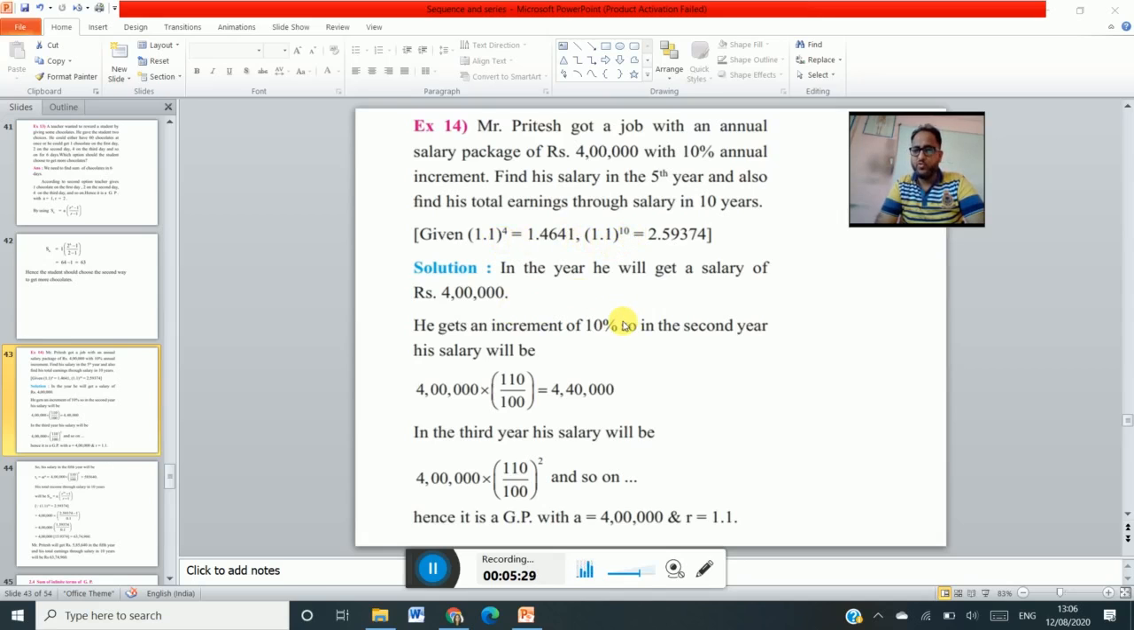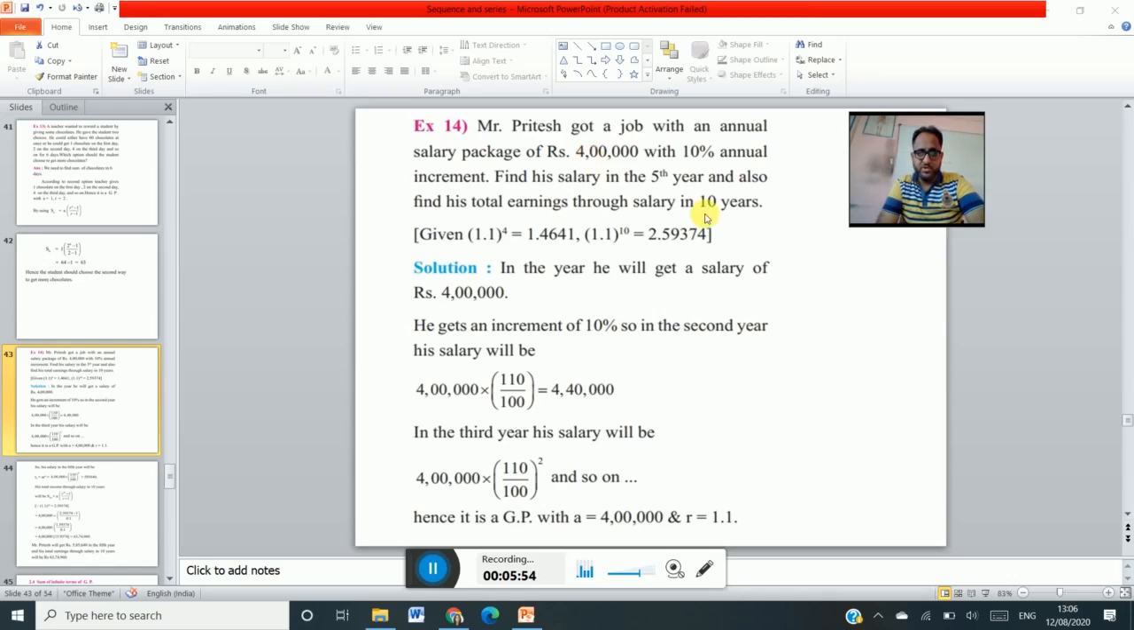So again we have to find two things here. First, his salary in the 5th year, what will his salary be after 5 years. Mr. Pritesh is joining with 4 lakh annual income, and there is a 10% annual increment.